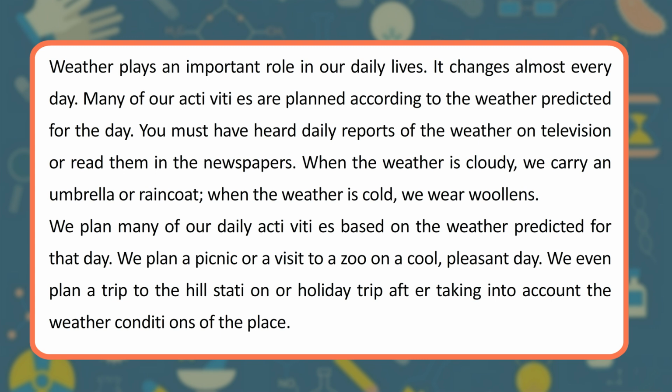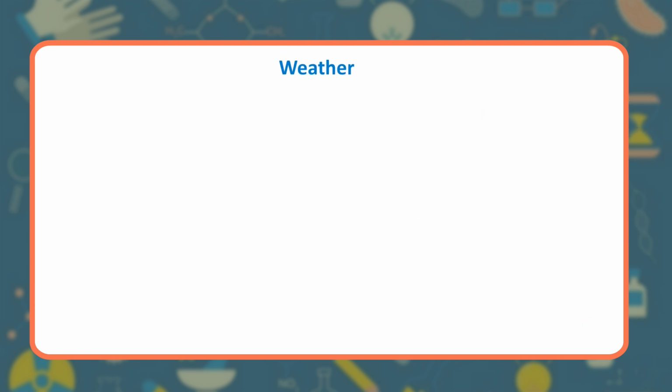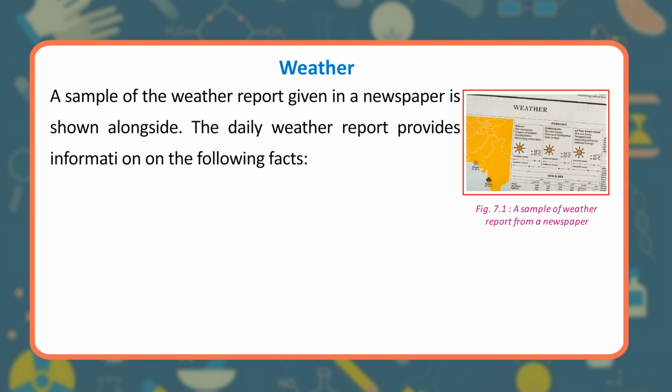When the weather is cloudy, we carry an umbrella or raincoat. When the weather is cold, we wear woolens. We plan many of our daily activities based on the weather predicted for that day. We plan a picnic or a visit to a zoo on a cool, pleasant day. We even plan a trip to the hill station or holiday trip after taking into account the weather conditions of the place. Weather. A sample of the weather report given in a newspaper is shown alongside.